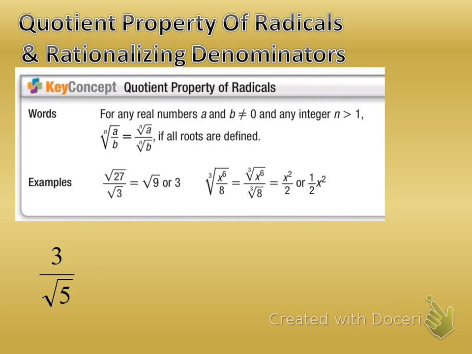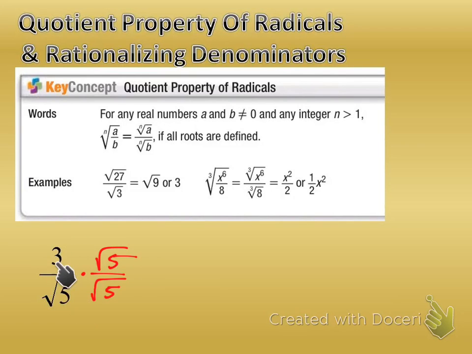You multiply top and bottom by the square root of 5. Okay. Top and bottom by the square root of 5. Why the square root of 5? Because it's what's down there. Okay.